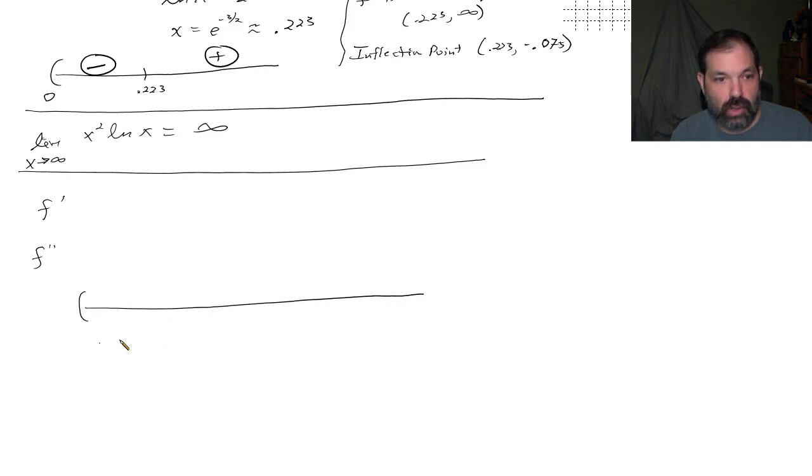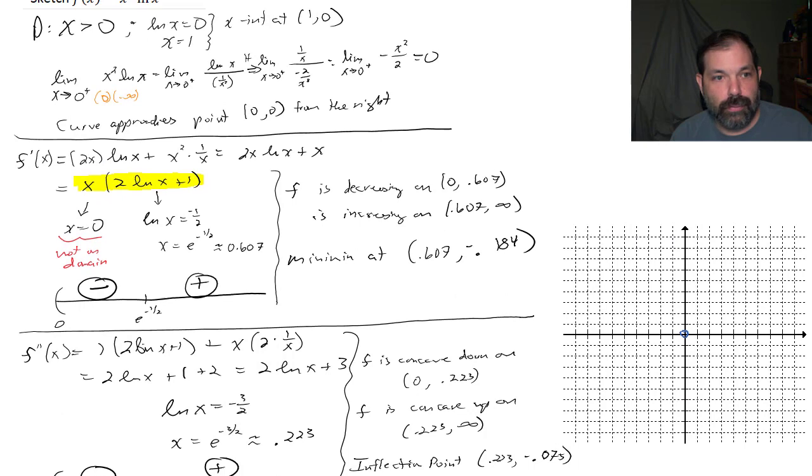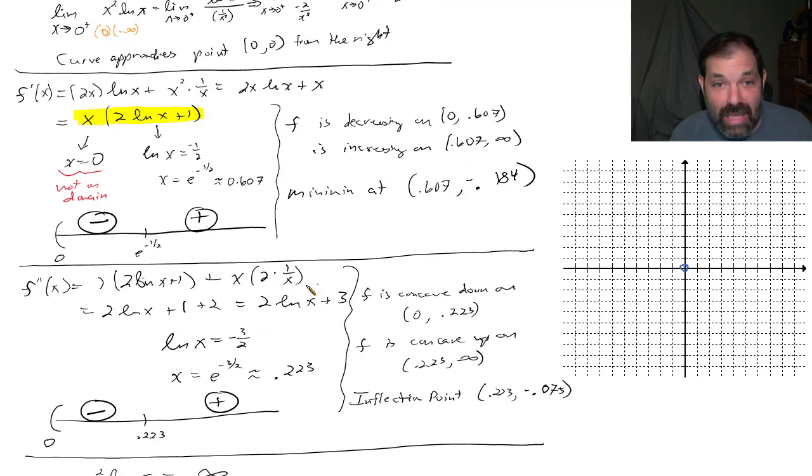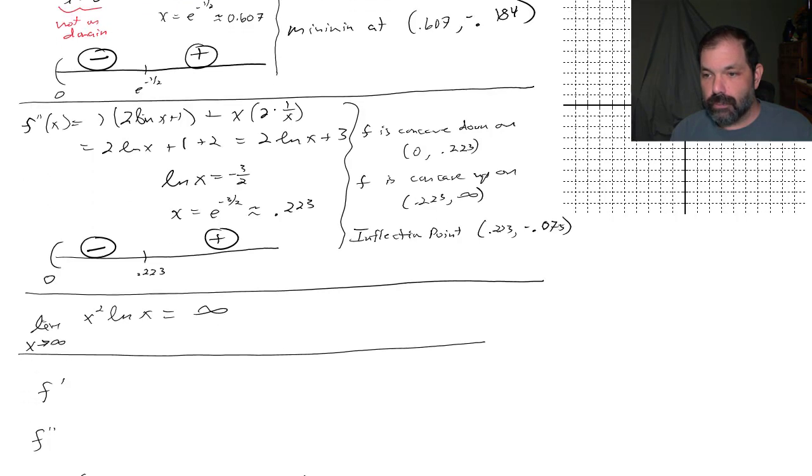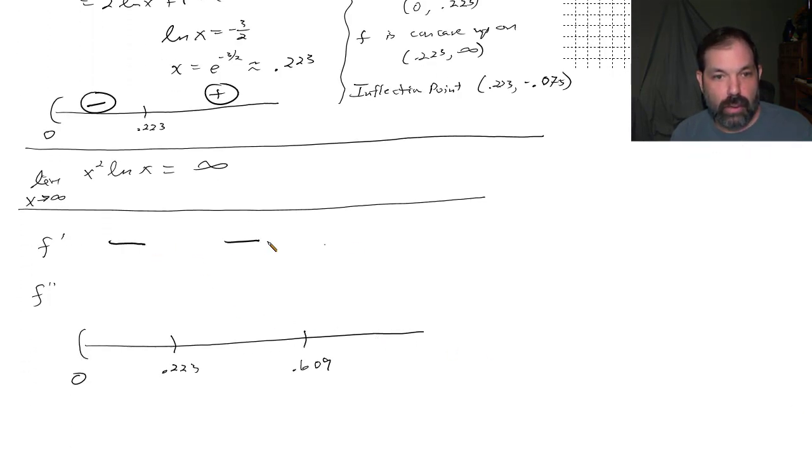And let's see, we have 0, and then we had 0.223 and 0.607. Let's see, the first derivative was negative until 0.607, and then changes to positive. The second derivative was negative until 0.223, and then positive. So, over the first interval, the curve is decreasing and concave down, then decreasing and concave up, then increasing and concave up.